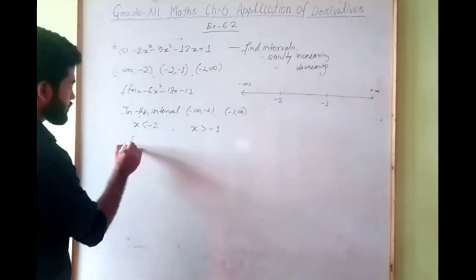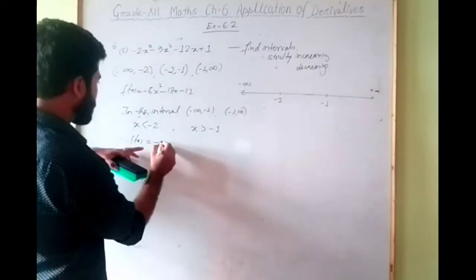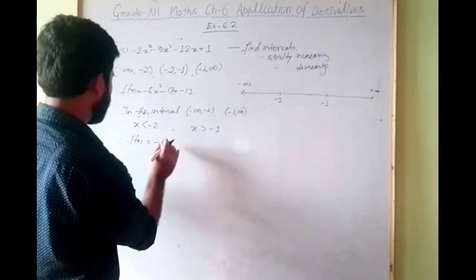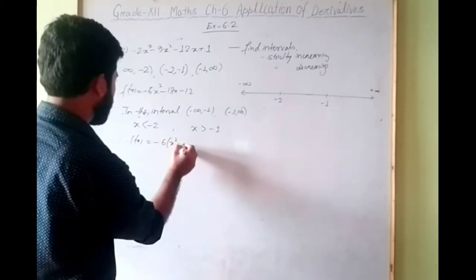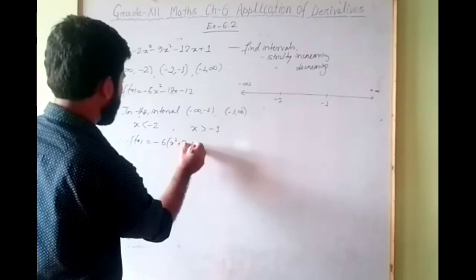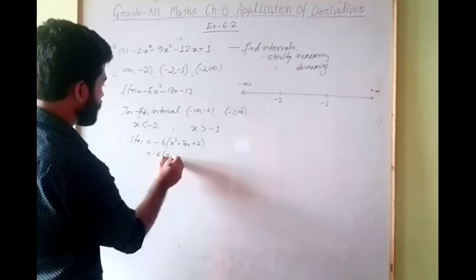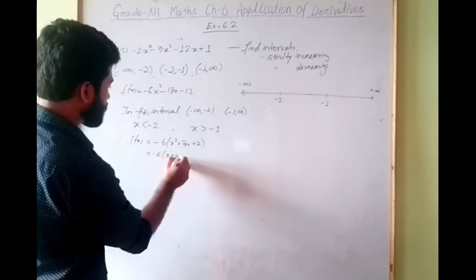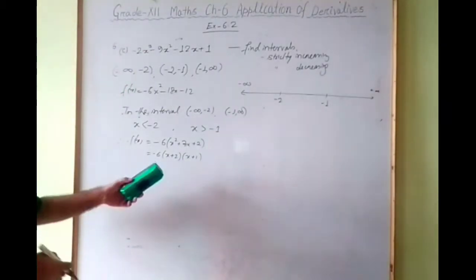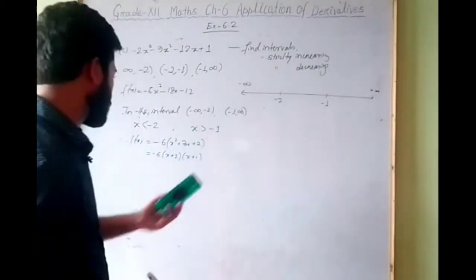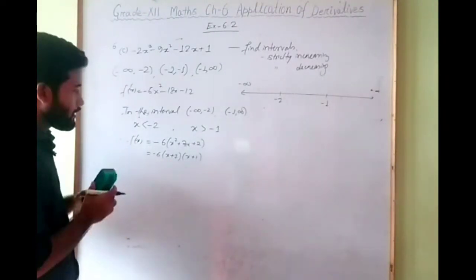So what about f'(x)? Since our f'(x) is -6(x^2 + 3x + 2), this will give us -6(x + 2)(x + 1). Let's factorize this, because our roots were -2 and -1, so it will be (x + 2) and (x + 1). Fine. Now this is our f'(x).